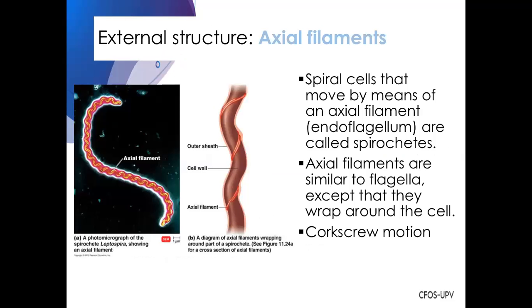Another external structure is the axial filaments. It allows bacteria to move in a corkscrew motion. Have you seen, I don't know if you're familiar with the tool used by carpenters in making holes in the wall? It's called barina in Iloilo. So it moves in a corkscrew motion until it creates a hole in the wood. So that's how axial filaments work in spirochetes, right?